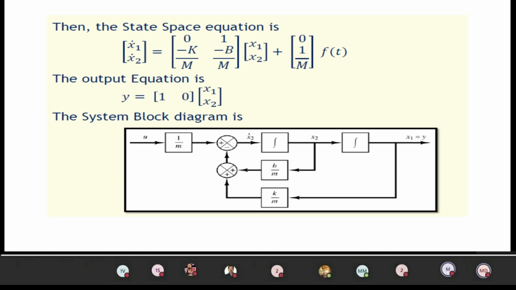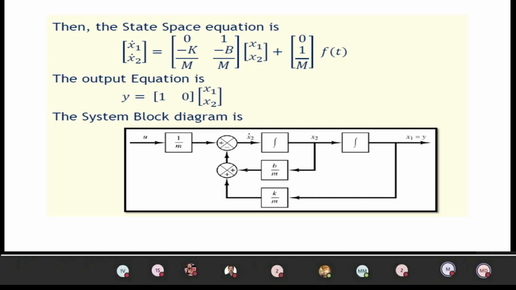Now you have to write the output equation. In the mechanical system, the output is directly given as displacement, so that is considered as x1. x2 is not available, therefore we take that as 0. So this will be your output equation. The output model and state model have been drawn, so we have obtained the state model.